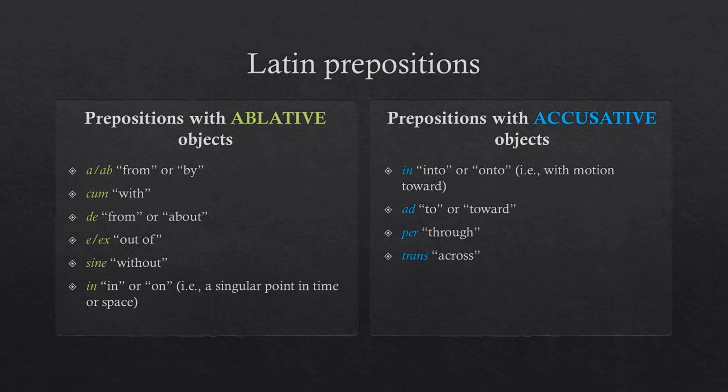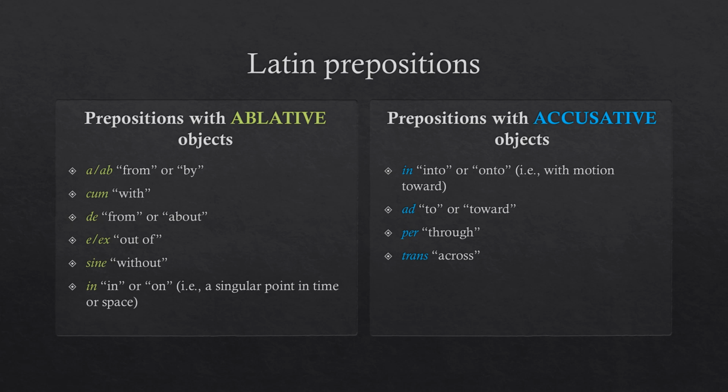In Latin, prepositions take their objects in the accusative and ablative cases. Prepositions that take ablative objects tend to match the three main categories of ablative usage: separation and motion from, instrumental, and stationary location in time and place. Such prepositions include a, ab, from or by; cum, with; de, from or about; e, ex, out of; sine, without; in, in or on, i.e., in or on a singular point in time or space.